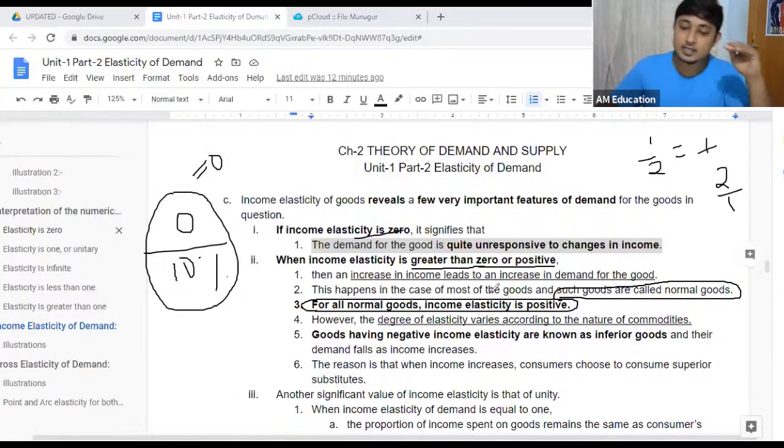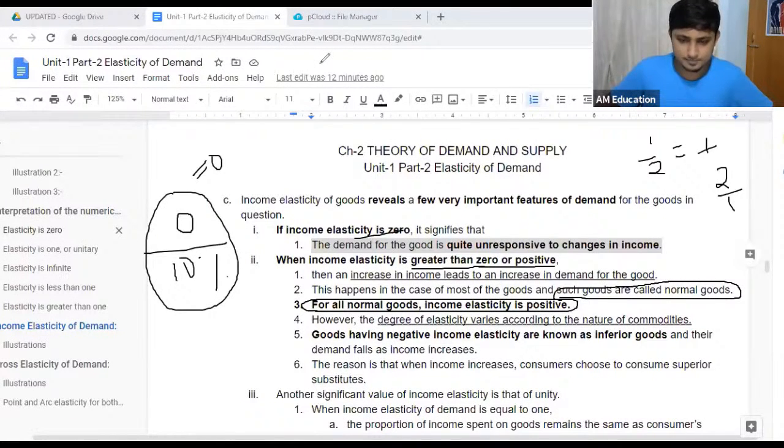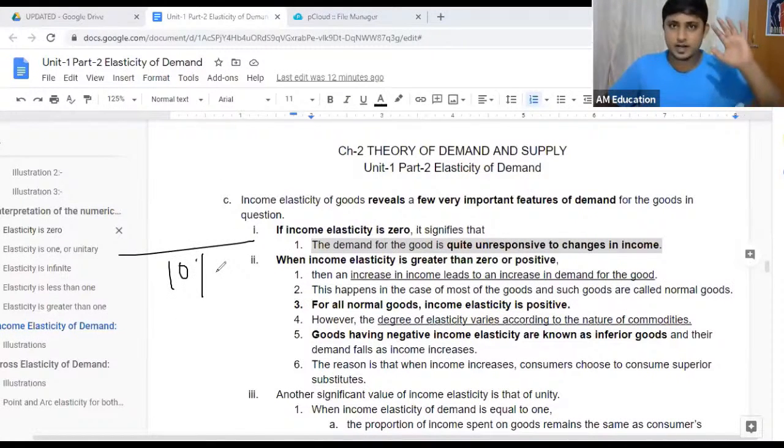Whenever there is an increase in income and there is an increase in the demand for that good, for whatever goods this happens, those goods are called what goods? Normal goods. He's telling us there is a percentage change in income, but there is also some change in demand. It may not be 10%, or less or more than 10%. It's some percent, but it is more than zero. Even if it is 1%, right?